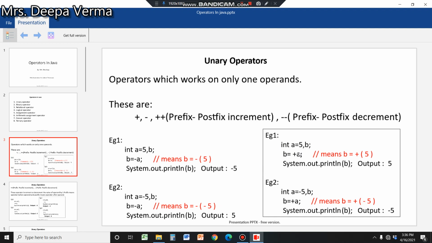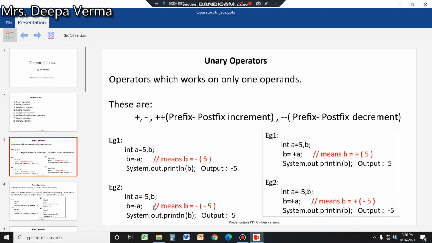Just example 1 in this box, you can see here, when we take int a is equal to 5 and b is equal to plus a, it means 5, meaning without the plus sign it will show you. If any symbol is not showing, it means it is plus. In mathematics, we use the same concept.